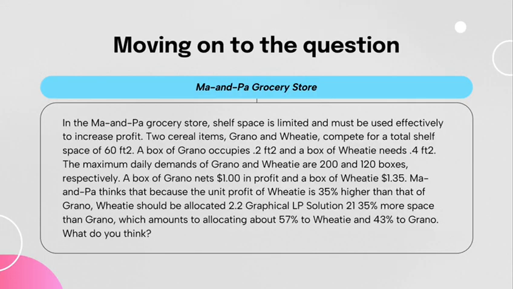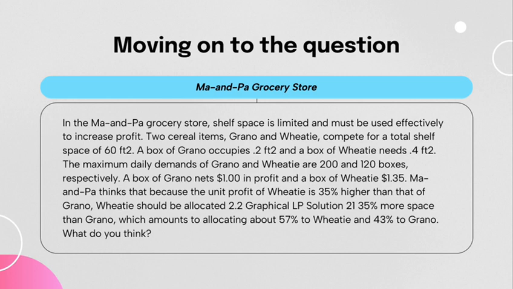So moving on to the question. The question is related to Ma and Pa grocery store. In the Ma and Pa grocery store, shelf space is limited and must be used effectively to increase profit. Two cereal items, Grano and Wheatie, compete for a total shelf space of 60 feet. A box of Grano occupies 2 feet and a box of Wheatie needs 4 feet. The maximum daily demands of Grano and Wheatie are 200 and 120 boxes.